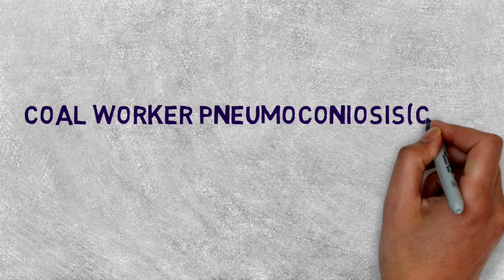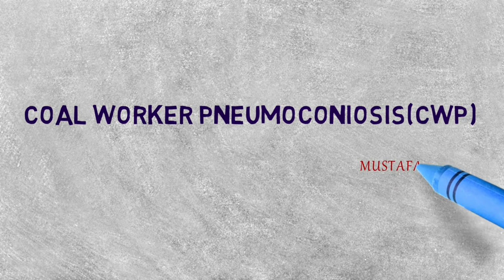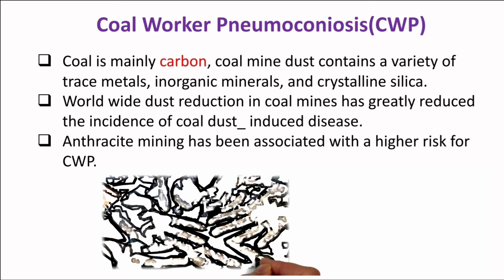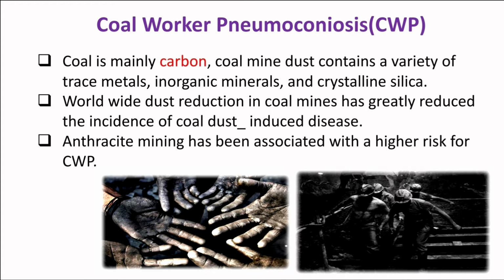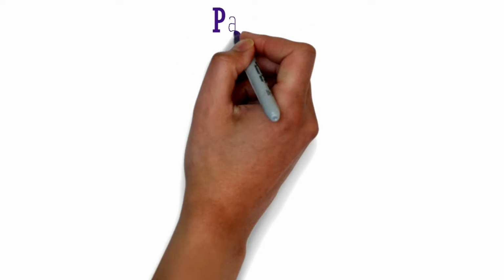I will talk about coal work and pneumoconiosis. Coal is mainly carbon. Coal mine dust contains a variety of trace metals, inorganic minerals, and crystalline silica. Worldwide dust reduction in coal mines has greatly reduced the incidence of coal dust-induced disease. Anthracite mining has been associated with a higher risk for coal worker pneumoconiosis.